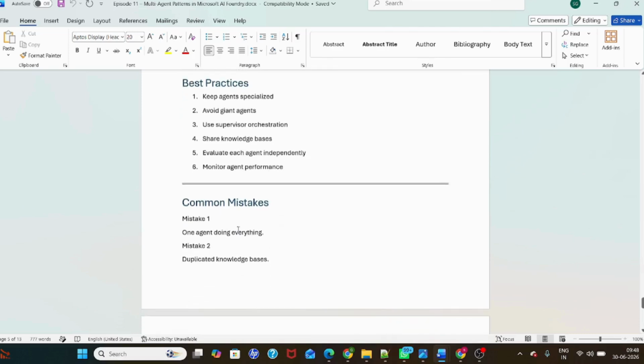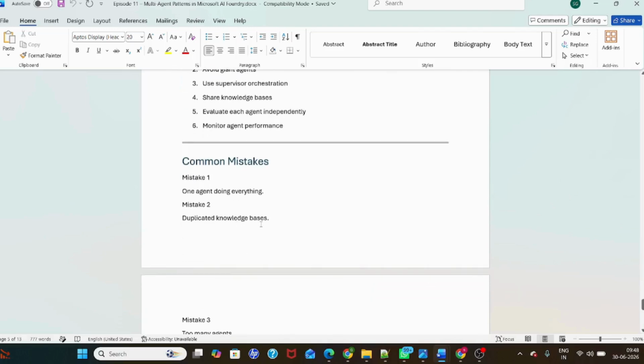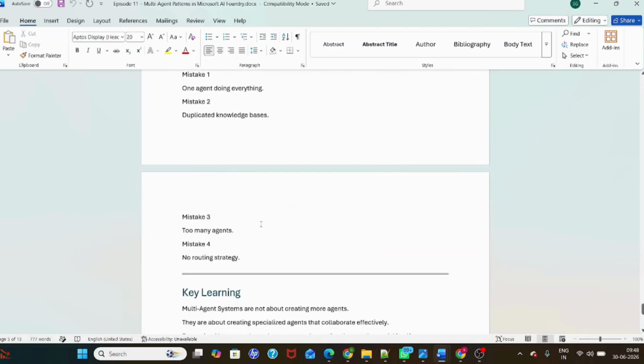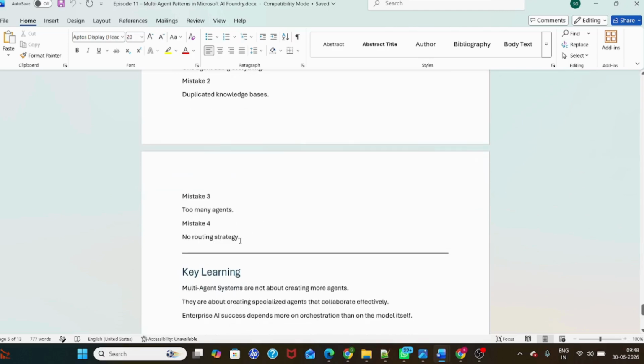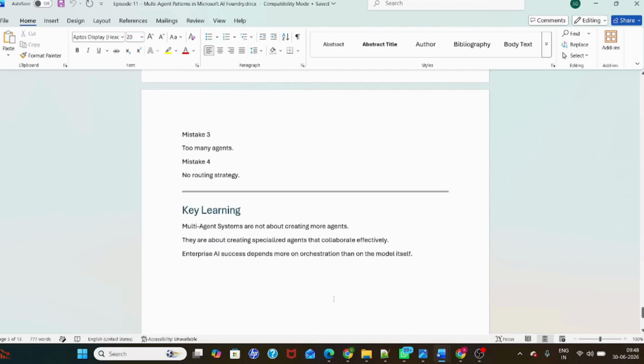Common mistakes: one agent doing everything. That, as I said, is monolithic, not good. Duplicating agent knowledge bases, don't do it. Too many agents are also not good, because then it will be difficult to manage. No routing strategy: if there are more agents, you definitely should have a routing strategy. So the key learning is that multi-agent systems are not about creating more agents, they are about creating specialized agents.